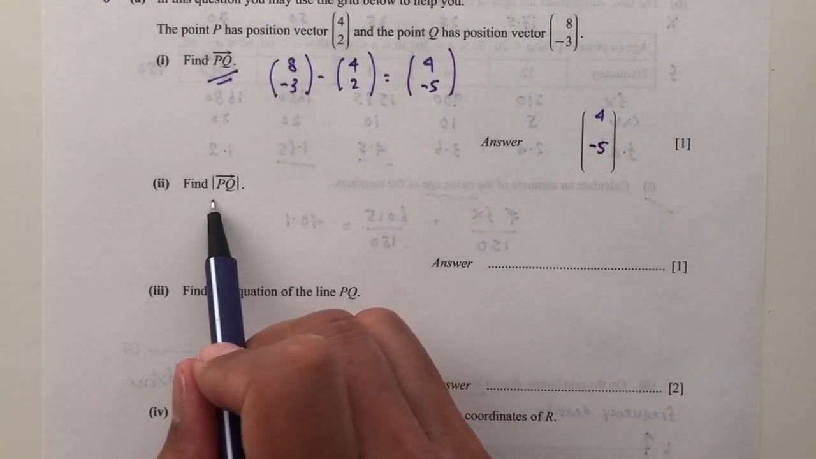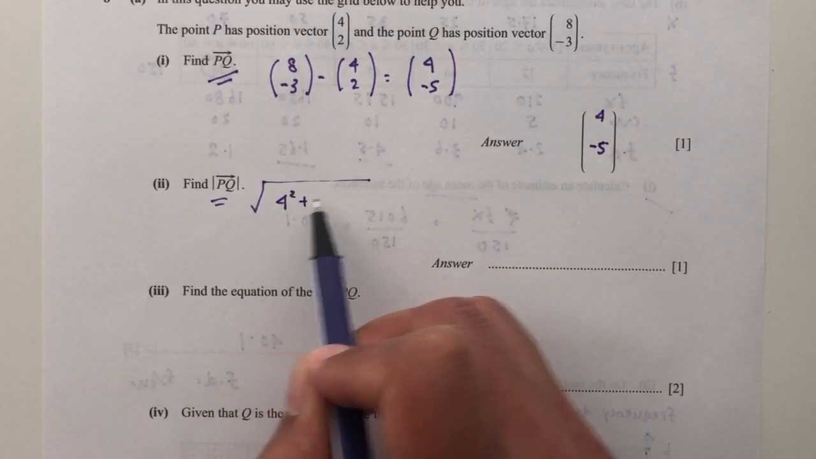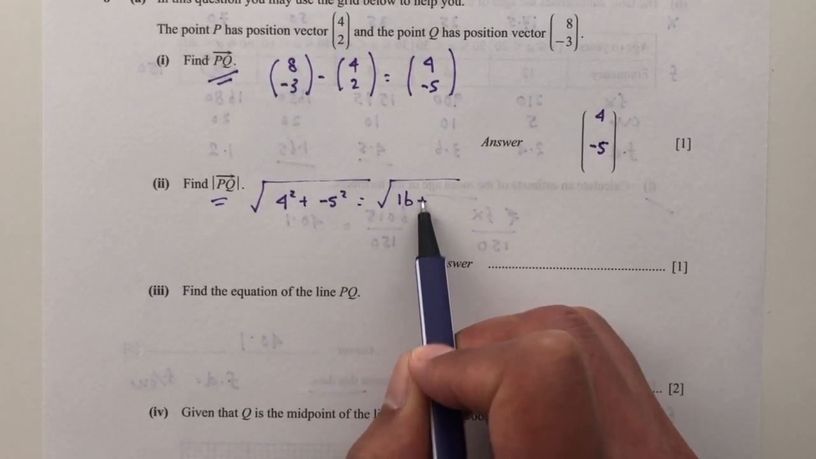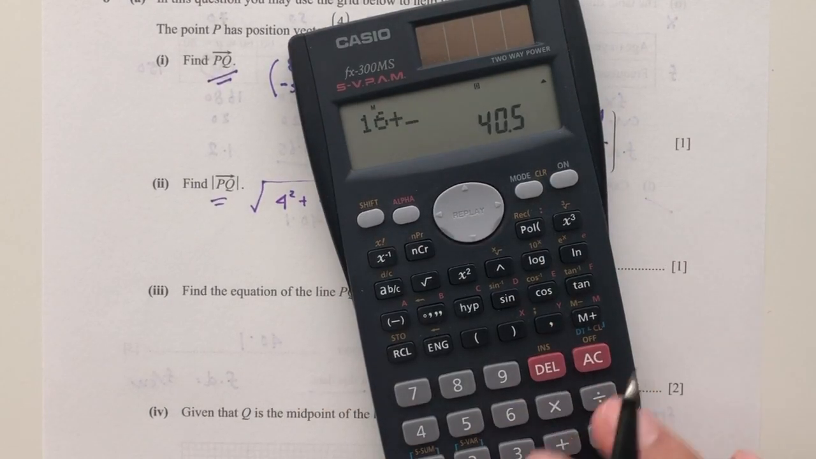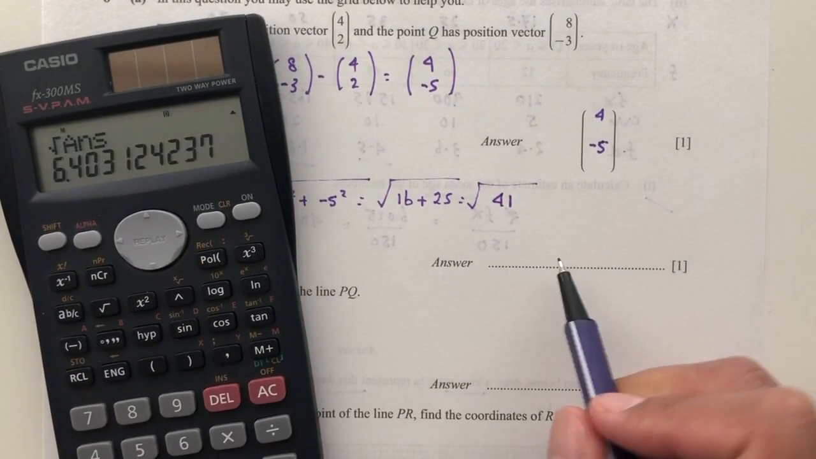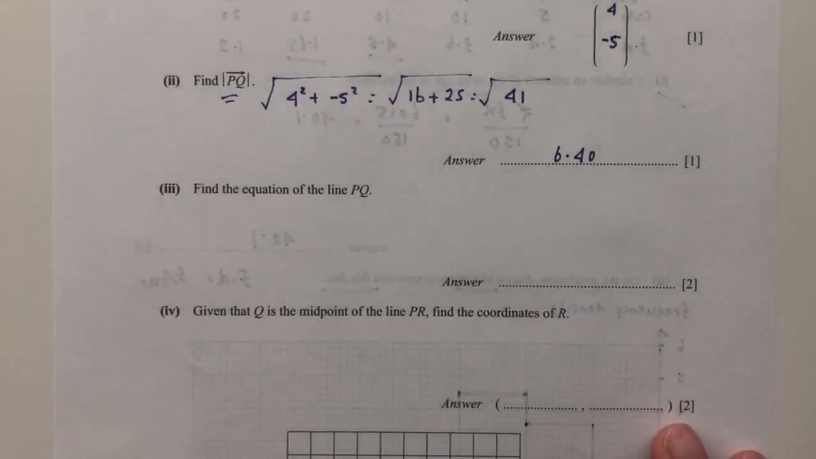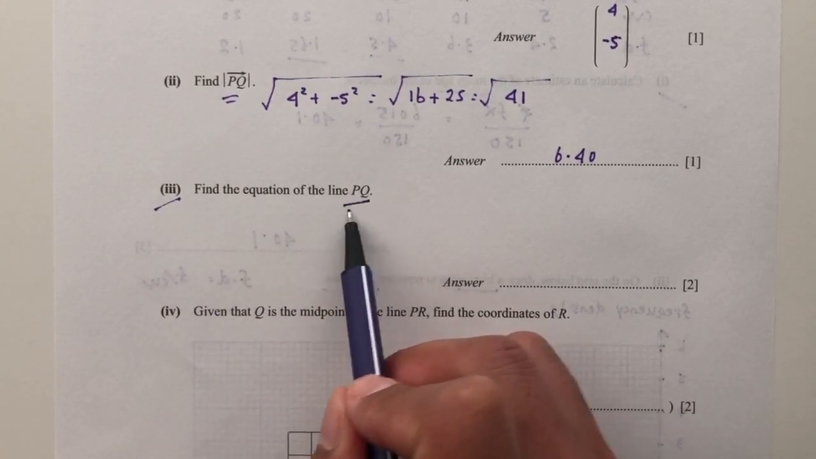Now find the length of PQ. That will be the square root of 4 squared plus (-5) squared. That will be 16 plus 25. 16 plus 25 will be 41. The square root of that will be 6.40.